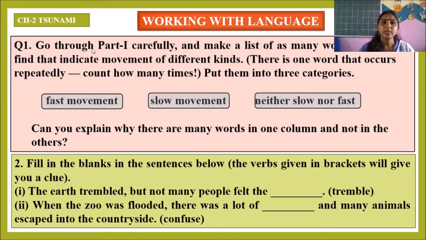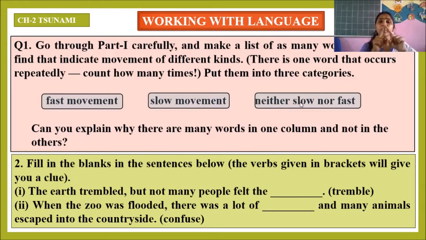find that indicate movement of different kinds. Let me read again, children. Go through part 1 carefully and make a list of as many words as you can find that indicate movement of different kinds. There is one word that occurs repeatedly. Count how many times. Put them into 3 categories. And these 3 categories are, children, fast movement, slow movement, neither slow nor fast.